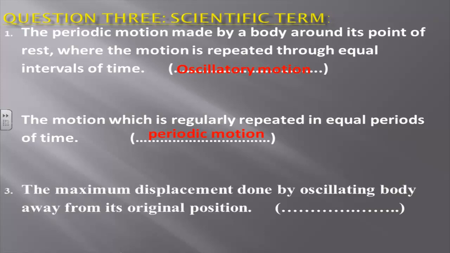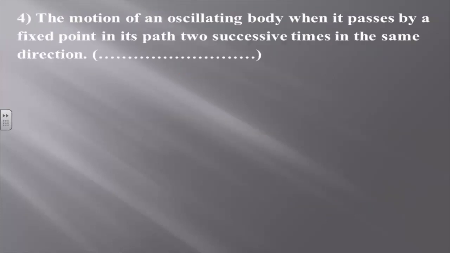Number 3. The maximum displacement done by an oscillating body away from its original position is amplitude. Number 4. The motion of an oscillating body when it passes by a fixed point in its path two successive times in the same direction. Please pay attention: in the same direction. This is a complete oscillation.